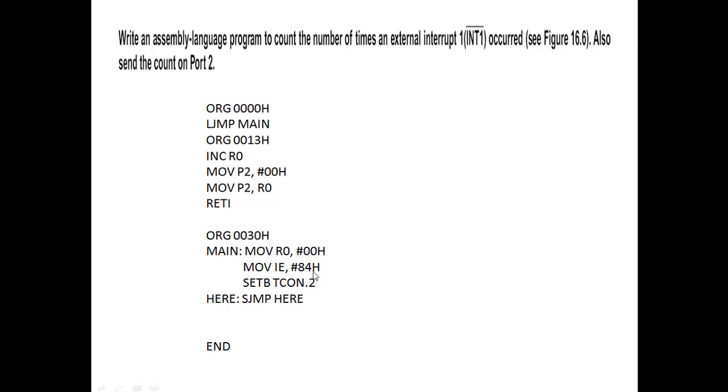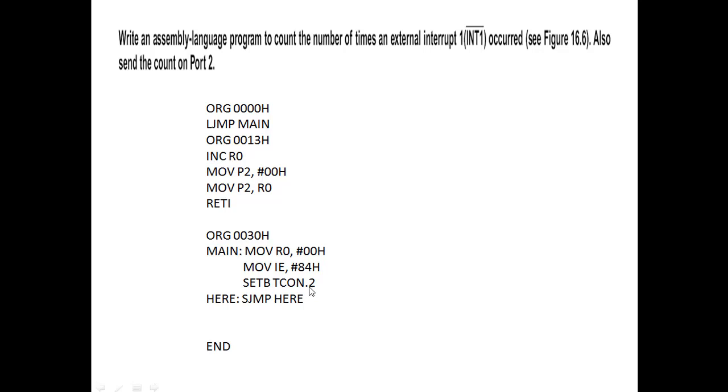Okay, after that, I told you it's up to you what you want. You can have it level triggered or edge triggered. As we are using it to be edge triggered, I told you earlier there is a particular bit in TCON, the timer control register. In this case it is bit number 2 for INT1, right? So we need to set it to 1. I write SETB TCON.2, meaning bit number 2 of the TCON register, counting from 0, 1, 2. Once we set it to 1, it has now become negative edge triggered.